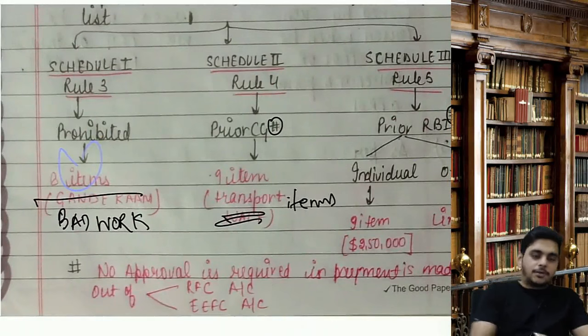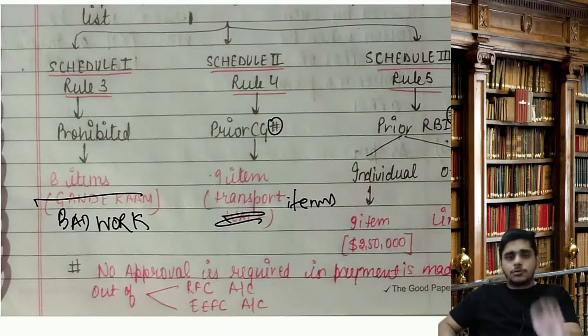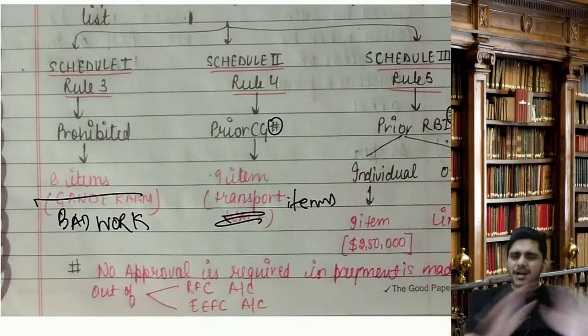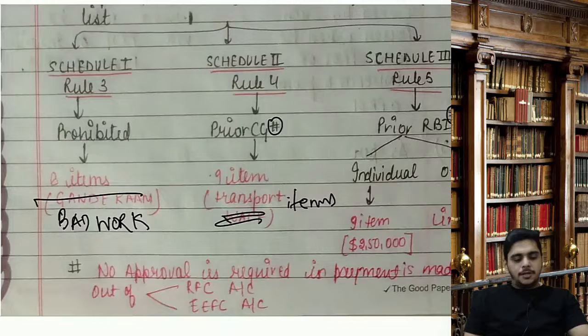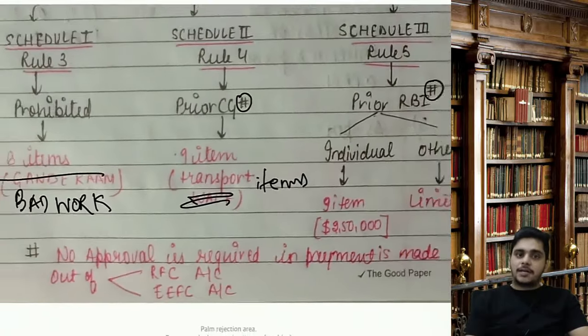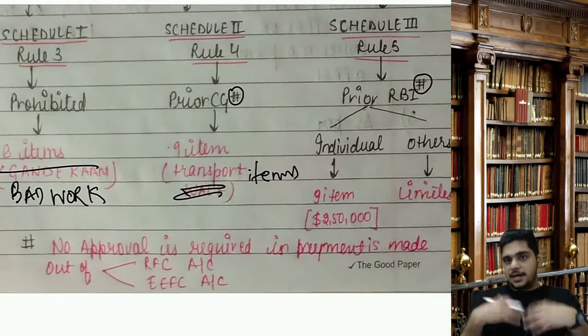Okay, there are 8 items. Bad works, like call back services, lottery tickets, banned magazines, all those are in the prohibited list. You don't have to mug up the entire list; you have to understand. Always remember, bad work, prohibited. Achha, transport items are in the Central Government list. Then personal things are in the RBI list.